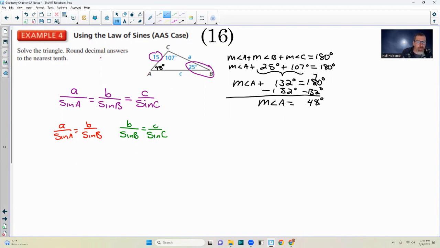Okay? Step 1, we found the angle A using the triangle sum theorem. Now we're going to substitute it in. We do not know side a, but now we're going to take a over the sine of angle A, which was 48 degrees, and that's going to equal side b, which is 15, over the sine of angle B, which is 25 degrees. Cross multiply, I get a times the sine of 25 degrees equals 15 times the sine of 48 degrees. To get a by itself, we divide both sides by the sine of 25 degrees.